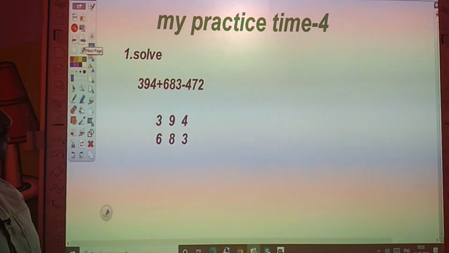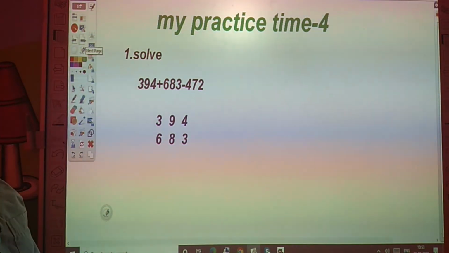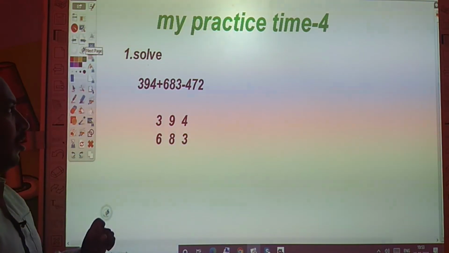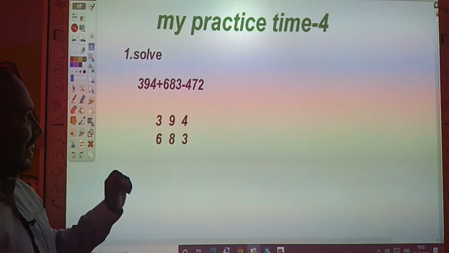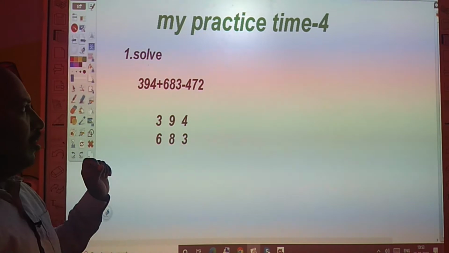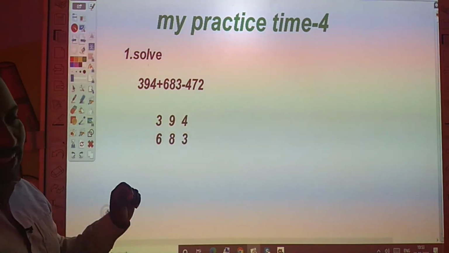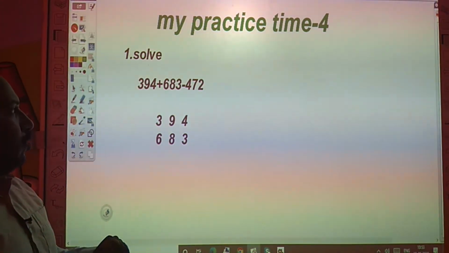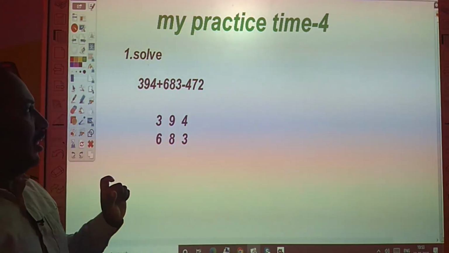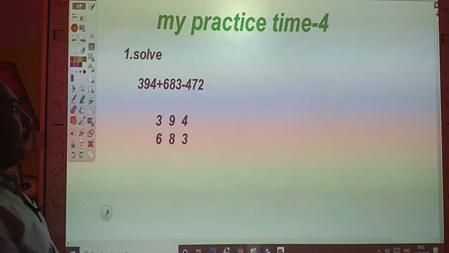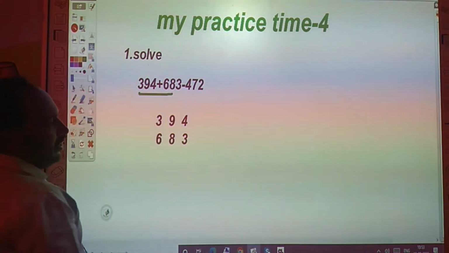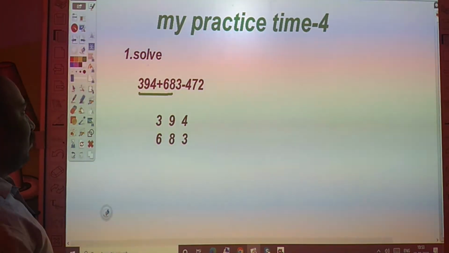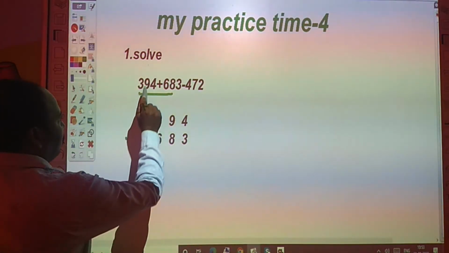Next one, practice time 4. Solve 394 plus 683 minus 472. So here we have 3 terms. First we want to add the first 2 terms, 394 plus 683. We add the first and second term.